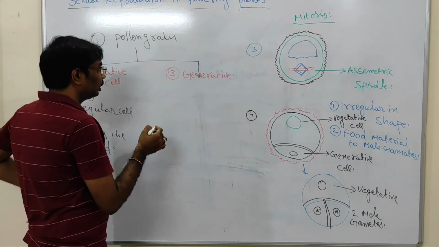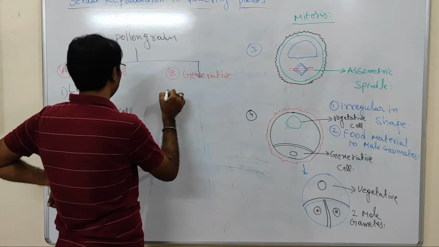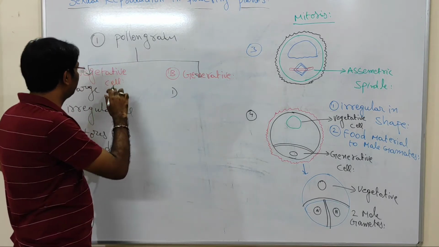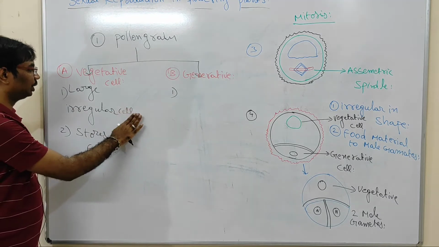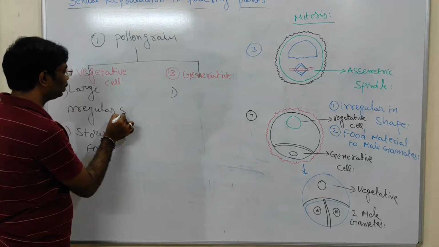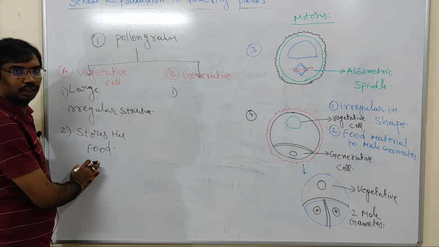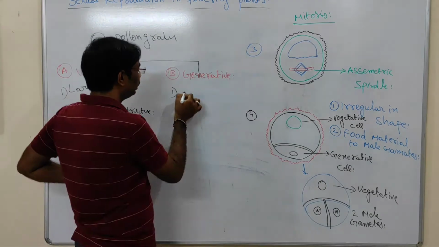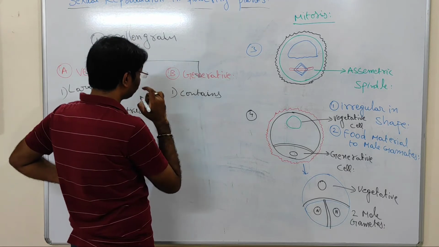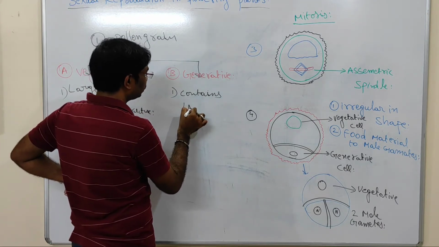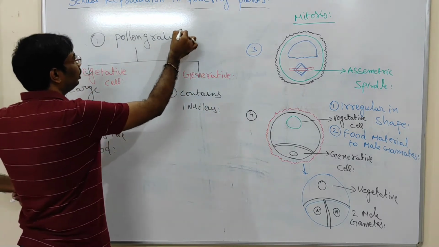So the vegetative cell is the first cell. It contains a large irregular structure, and the vegetative cell also stores the food material. And the generative cell contains one nucleus.